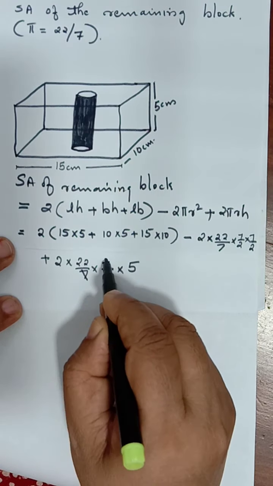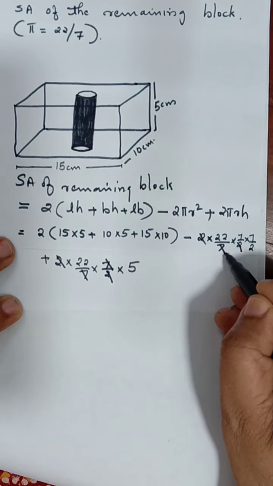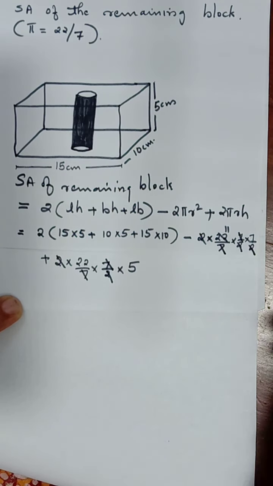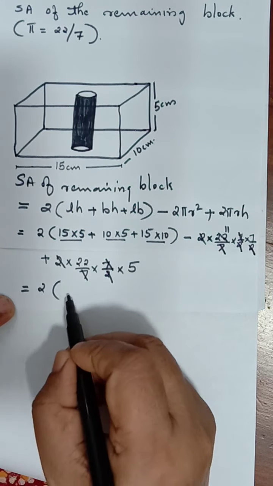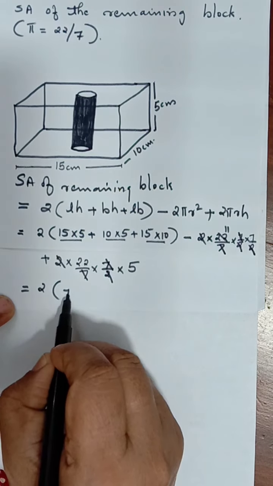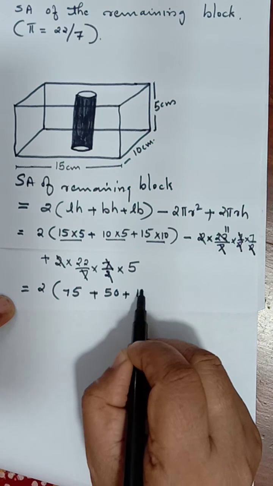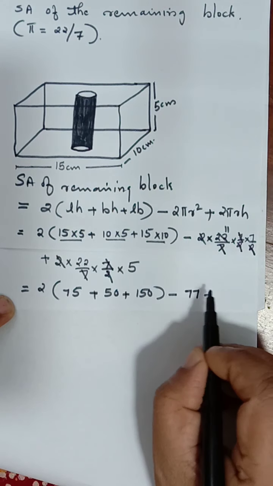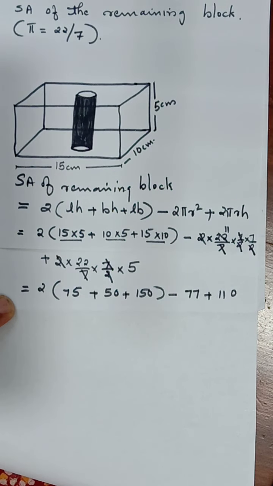Let us do the cancellation. Okay, 2 and 2 get cancelled. Here also in the same way, 7 will be gone. 2 with 22, 11 we have. Now let us multiply each one of this and add. So 2 into 15 into 5 is 75, plus 10 5s are 50, 15 into 10, 150, minus 11 into 7, 77, plus 22 into 5, 5 2s 10, 5 2s 10, 11, so 110 we have.